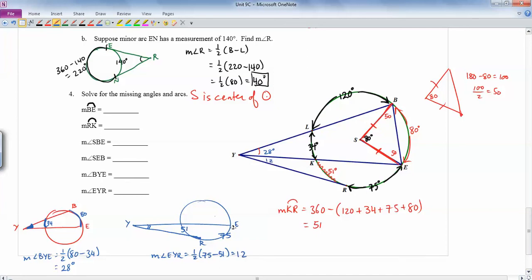I think at that point, that's just about everything we could possibly find. So let's see if we got everything. Arc BE is 80 degrees. RK is the 51 that we solved for. SBE is the 50 right up there. SEB is the other 50 in that triangle. BYE we solved for down here is 28 degrees. And the EYR we solved for right here is 12 degrees.